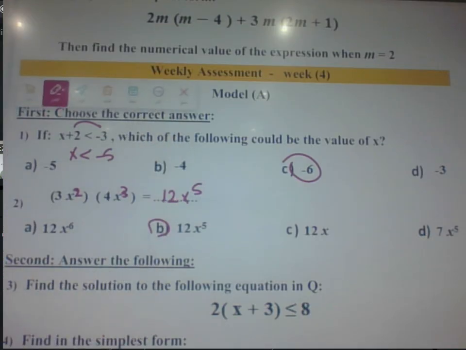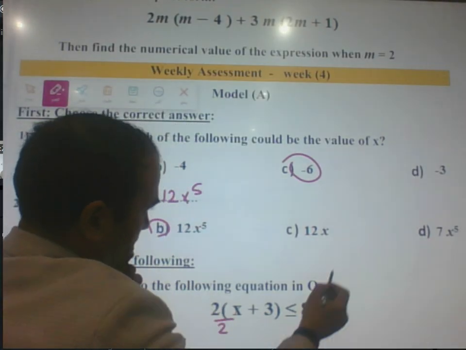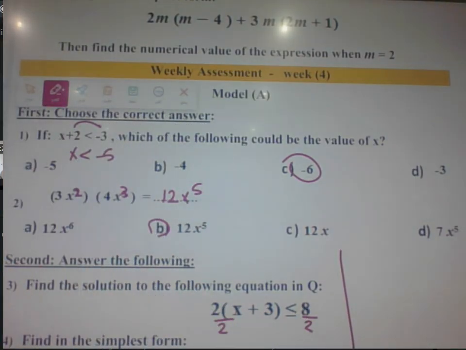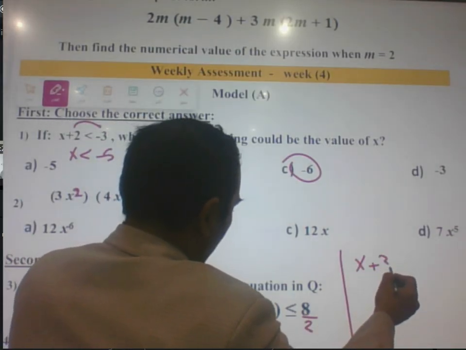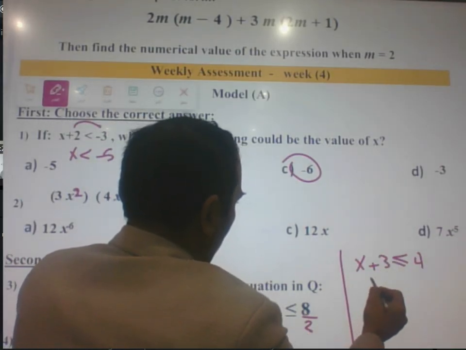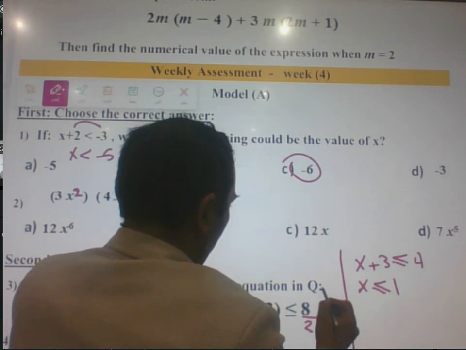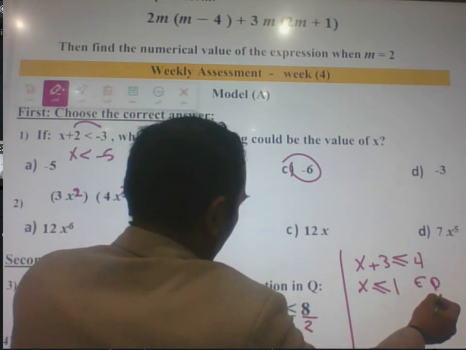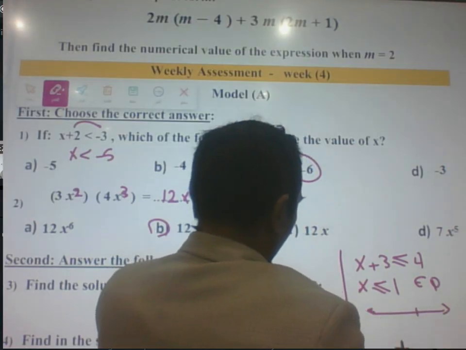Find the solution about this inequality. First step, we must divide by 3, okay, to cancel the coefficient of x. So the next step here, we can write x power 3 less than or equal to 1, in the value of x less than or equal to 1. Belonging to rational numbers, the answer here is less than or equal to 1.